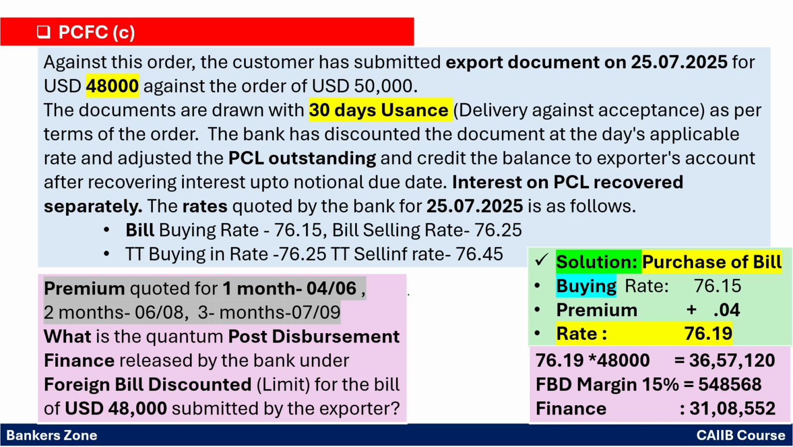Now we have to calculate the amount. So 76.19, and instead of 50,000, we are talking about $48,000. So simply multiply with the $48,000. So you will get 3657,220. That is the amount. Now they are asking for the FBD, foreign bill discounted.